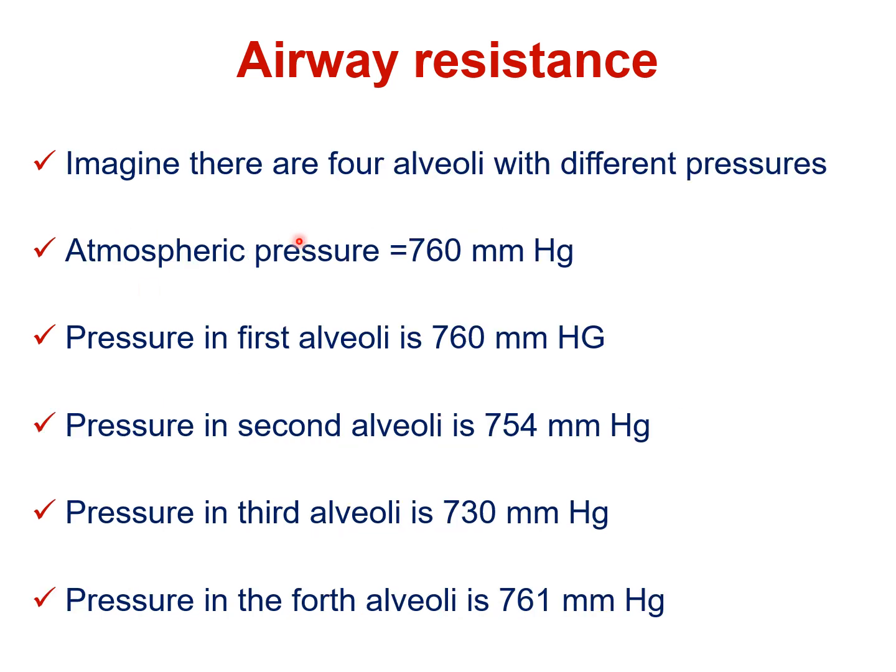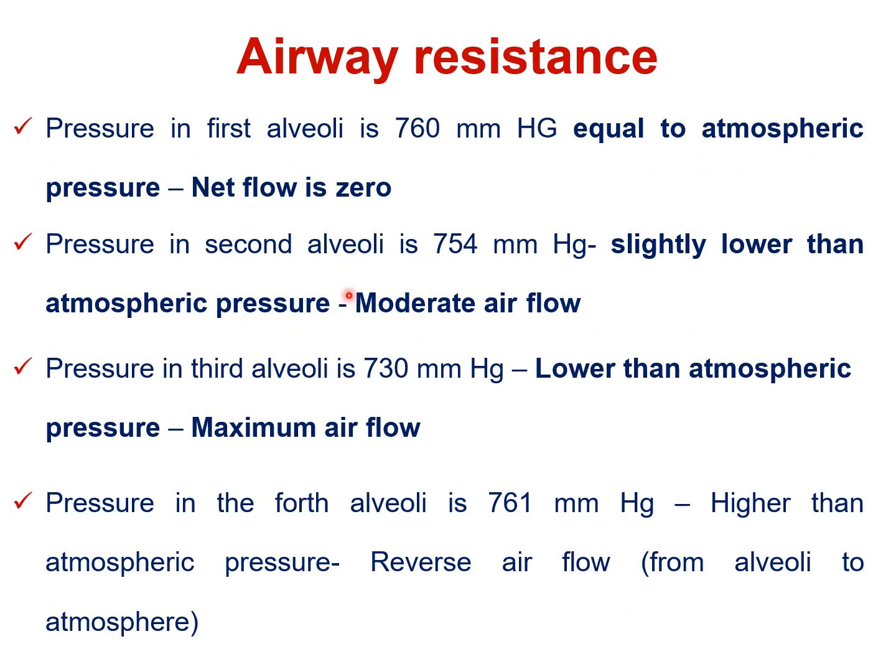For understanding this gas flow, imagine there are 4 alveoli with different pressures as mentioned here. You know that atmospheric pressure is 760 mmHg, and the first alveolus is the same as atmospheric, the second is lesser at 754, the third is still lesser at 730, and the fourth is 1 mmHg higher. The pressure in the first alveolus is equal to atmospheric pressure, so net flow is 0. In the second alveolus it is slightly lower, so moderate airflow will be present. In the third it is even lower, so there will be maximal airflow. And in the fourth, it is higher than atmospheric, so there will be reverse airflow, from alveoli to the atmosphere.